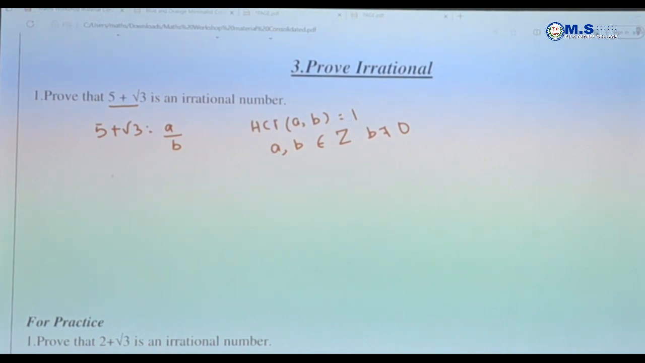Then do you know the next step? Next step: root 3 is equal to A by B minus 5. It goes from this side to that side. So next step, take the LCM, you know. Common is B, and where will this B go? 5B. Okay. Now we know that root 3 is what? Irrational. So our assumption is wrong.